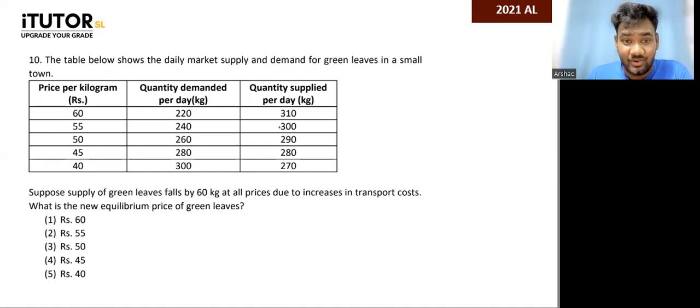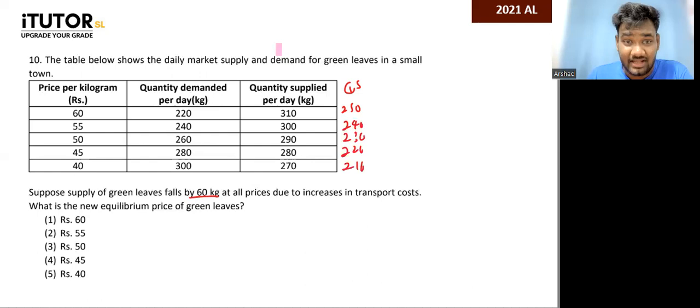So first of all, how do you find the quantity? Now, at each price, quantity supplied falls by 60 kilos. So what is the new quantity supplied? Earlier at price 60, they supplied 310. Now it falls by 60, which means now they're supplying only 250, right? Then earlier 300, now 240. Earlier 290, now 230. Then here 220, here 210.